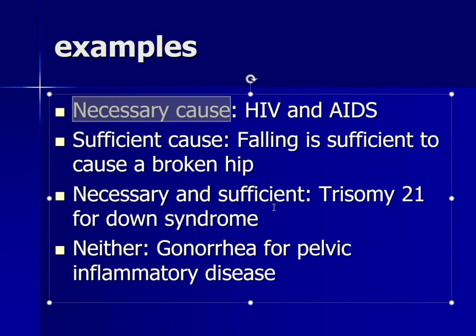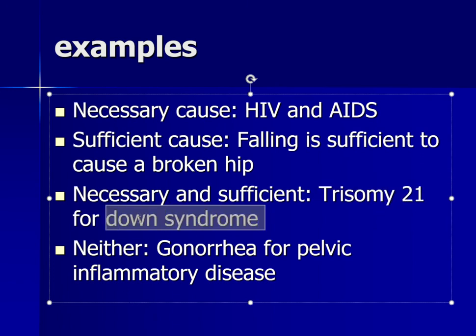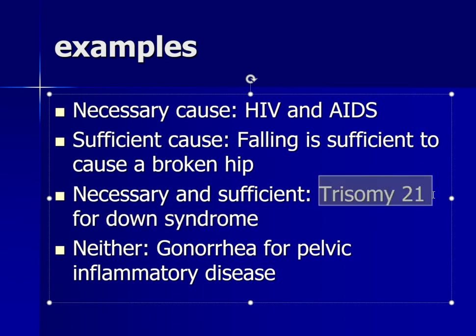Necessary and sufficient, trisomy 21 for Down syndrome. Every time you have trisomy 21, you have Down syndrome, and every time you have Down syndrome, it is caused by trisomy 21. Okay? Now neither necessary nor sufficient. Gonorrhea, for example, for pelvic inflammatory disease. It's worthwhile mentioning maybe at this stage that many of the causes that we see in pharmacoepidemiology and in epidemiology in general are neither necessary nor sufficient.